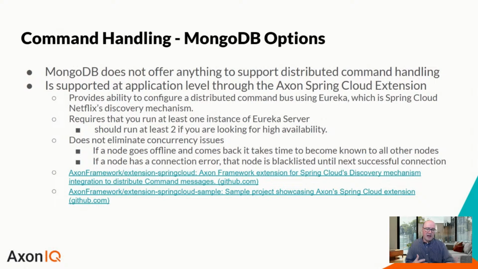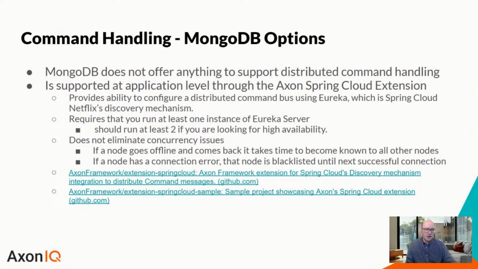If one goes down, you still have another one up and running. Then in your application, you take a dependency on the Eureka client and connect to those Eureka servers, and then the Axon Spring Cloud extension will manage, when you use the command bus or the distributed command bus, determining which of the nodes is handling this particular aggregate, or which of the nodes handles this particular command, and it'll distribute those to the proper node.